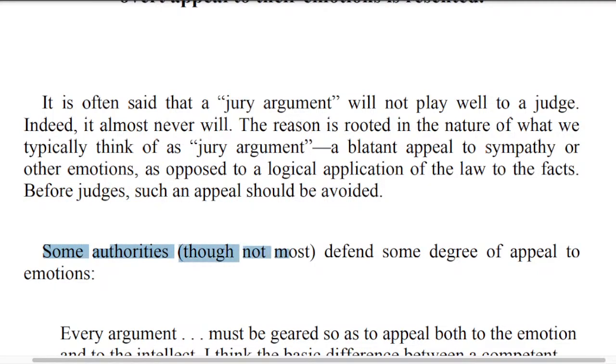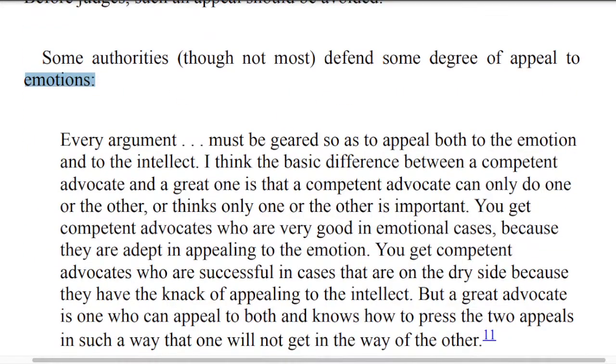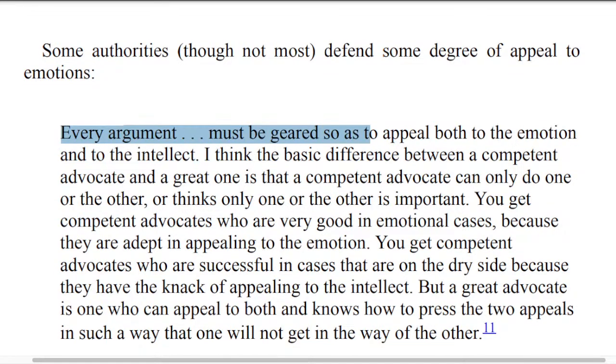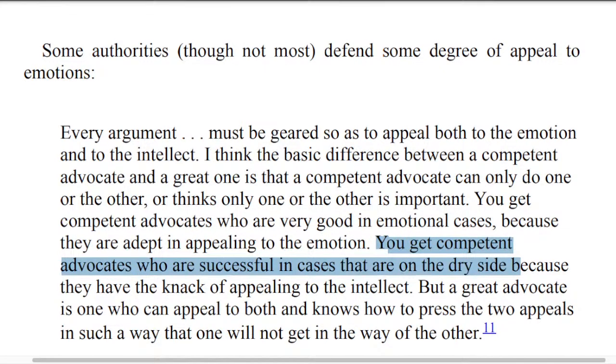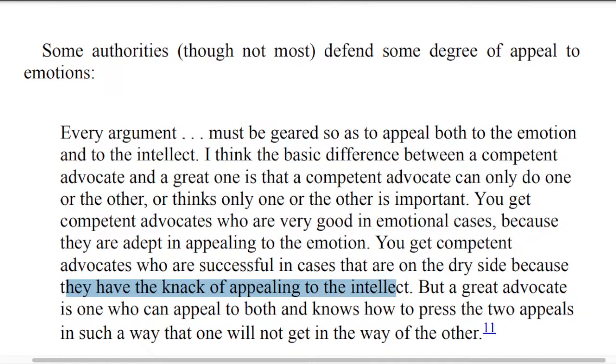Some authorities, though not most, defend some degree of appeal to emotions. Every argument must be geared so as to appeal both to the emotion and to the intellect. I think the basic difference between a competent advocate and a great one is that a competent advocate can only do one or the other, or thinks only one or the other is important. You can get competent advocates who are very good in emotional cases because they are adept in appealing to the emotion. You get competent advocates who are successful in cases that are on the dry side because they have the knack of appealing to the intellect.